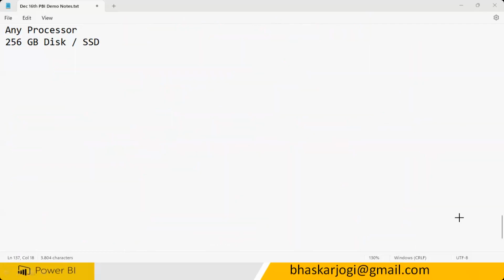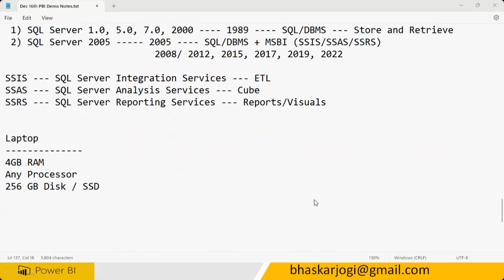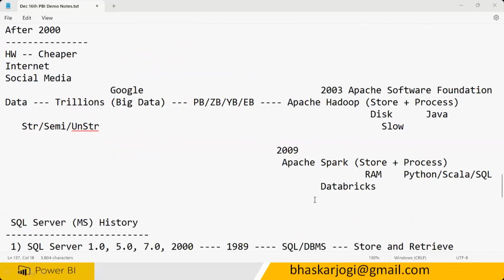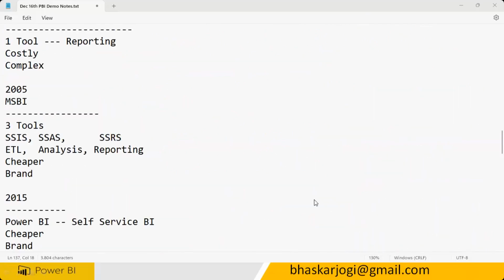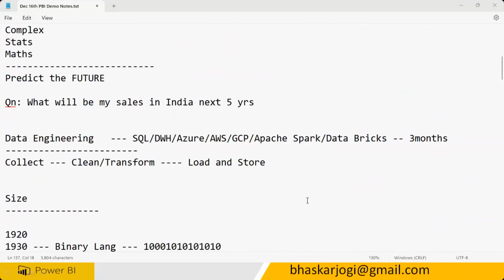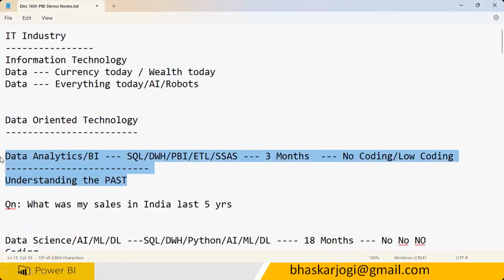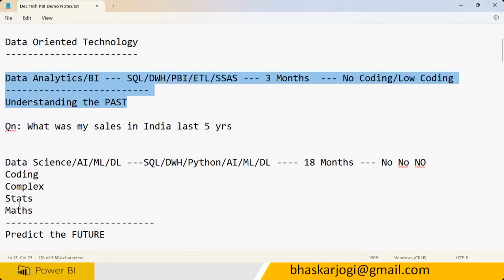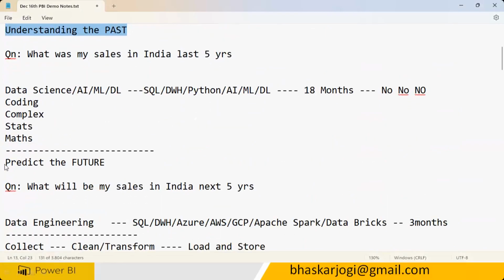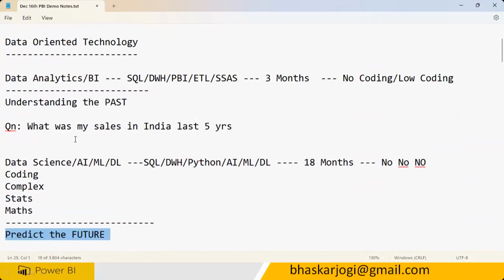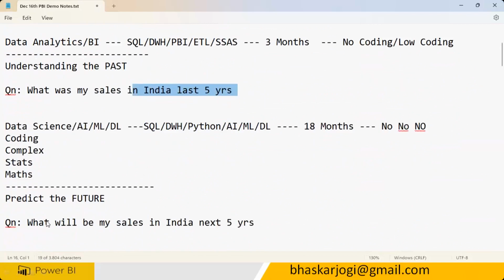So all of them I discussed yesterday, and today also I have given a brief introduction about everything. So we'll continue tomorrow. What does data analytics mean? Understanding the past is called data analytics, and data science means predicting the future. So, what were my sales in India in the last 5 years? That was the question from the data analyst. A data scientist can ask, what will be my sales in India in the next 5 years?